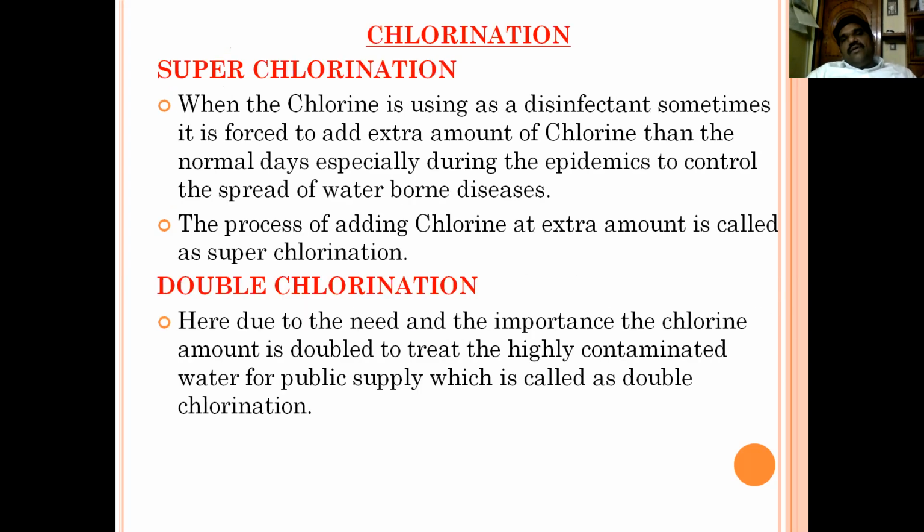The next one is chlorine or chlorination. The process of applying chlorine has been divided into different categories. We will discuss one after one. First one is superchlorination. What is this superchlorination? See here, they are clearly mentioning, extra amount of chlorine than the normal days, especially during a pandemic to control the spread of waterborne diseases. That means the process of adding extra chlorine than the normal concentration.